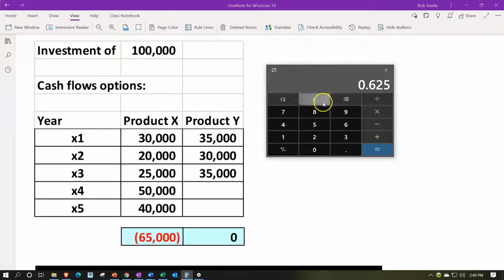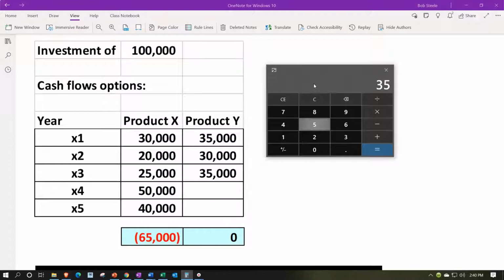So for example, if we added up the first project, we have the 30,000, the 20,000, the 25,000, the 50,000, and the 40,000 we expect to receive over the 5 years, minus the 100,000 we're paying down today. If we do not take into consideration time value of money, we're getting 65,000 in basically gross profit over that 5-year time period, not taking into consideration time value of money.